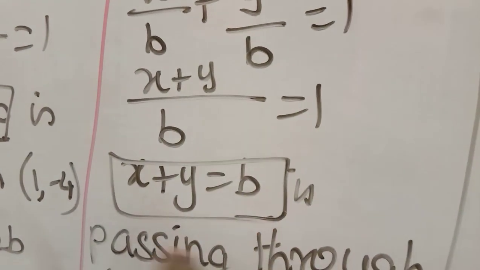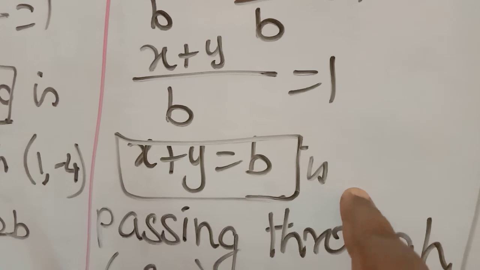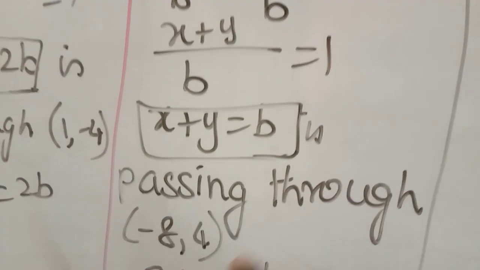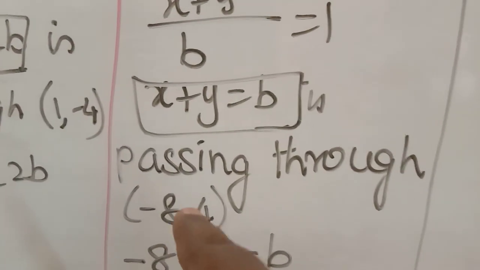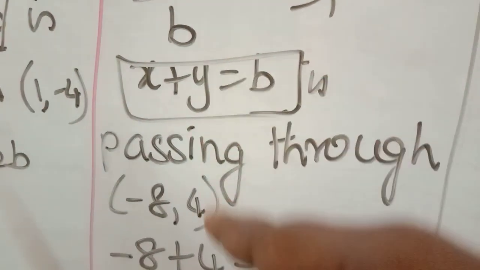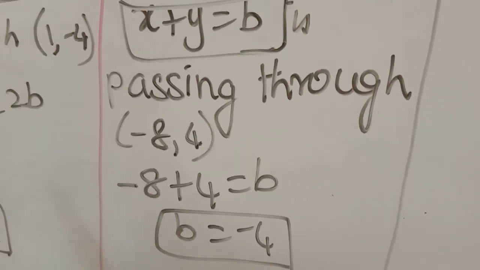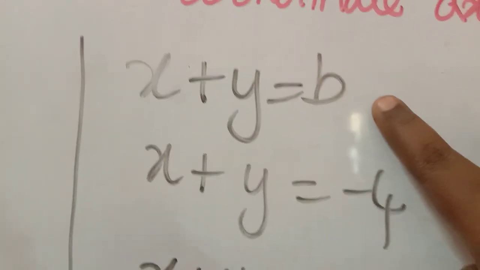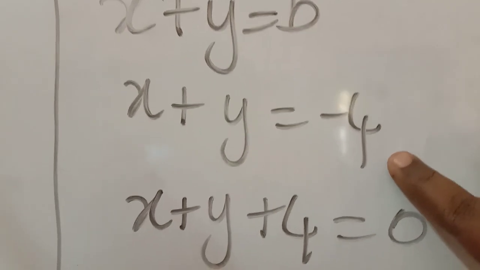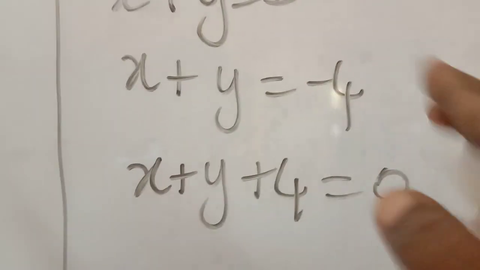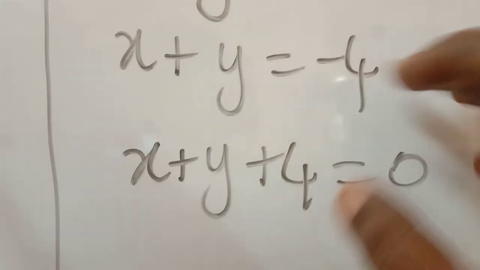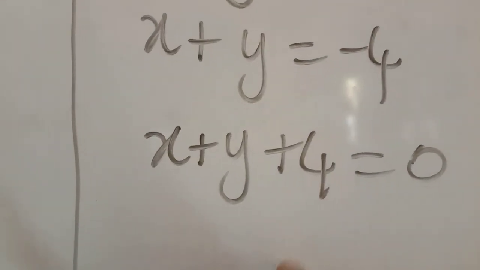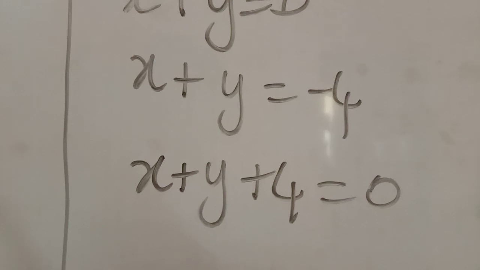After cross multiplying, put a box for that equation and write: this equation is passing through the given point, which will be given in the question, minus 8 comma 4. So substitute x equal to minus 8 and y is equal to 4 and find the value of b. b is equal to minus 4. After we find the value of b, go to the previous equation, x plus y is equal to b, and substitute the value of b, minus 4. If you want, you can leave the equation up to here. As it is negative, I am bringing it to the left hand side, so it becomes x plus y plus 4 is equal to 0.